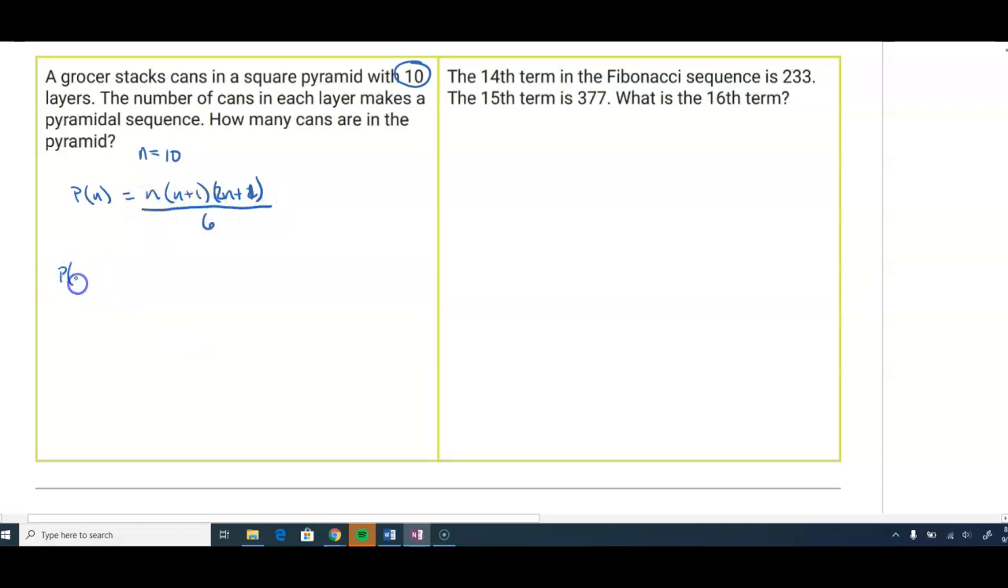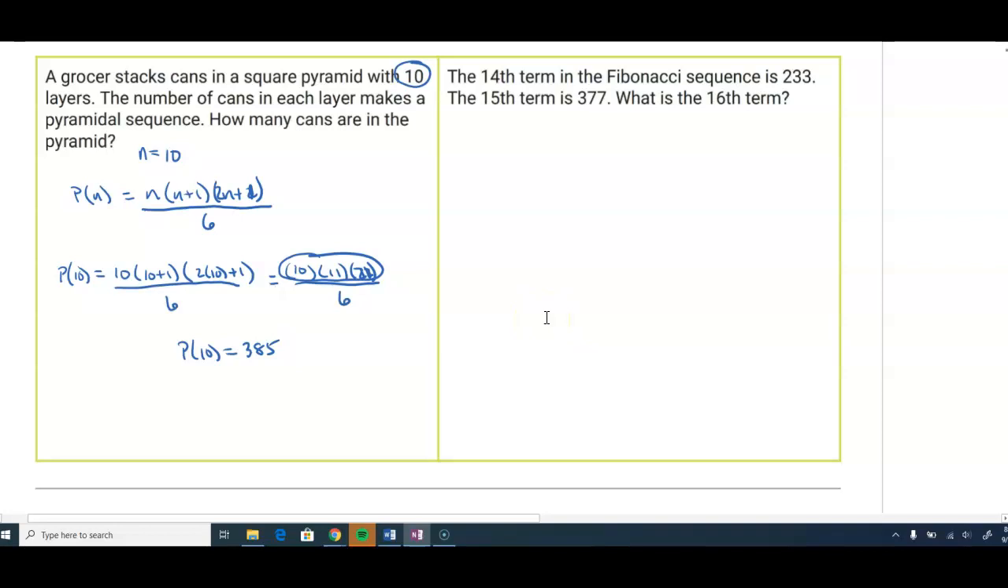So all we have to do to figure out the number of cans is replace n with 10: 10 times 10 plus 1 times 2 times 10 plus 1, all divided by 6. So what is 10 times 11 times 21 all divided by 6 going to give you? Go ahead and check this in your calculator and you should get 385. Multiply all the numerators together and then divide by 6.